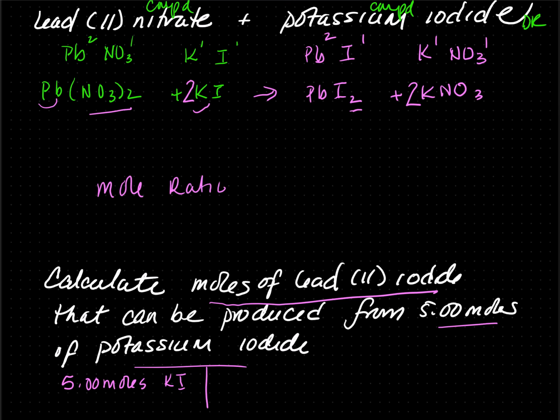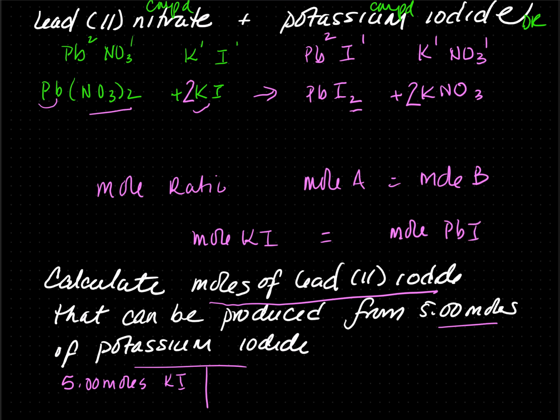Mole ratio tells you that moles of A will equal moles of B. In this case, it's going to be the moles of KI equal to the moles of lead iodide, which is PbI2. So where do we get those numbers? Remember, the numbers are the coefficients of the balanced equation. So the number in front of KI is 2, so this is going to be 2 moles of KI. The number in front of PbI2 is 1. So this is equivalent: 2 moles of KI equals 1 mole of PbI2.